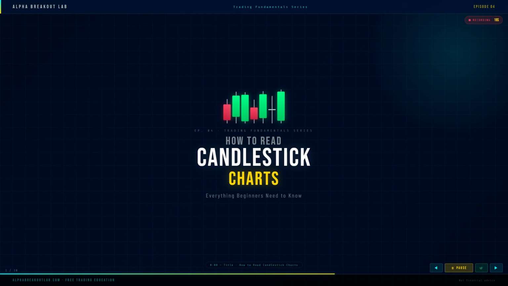Today, we are covering one of the most important skills in all of technical analysis: how to read a candlestick chart. This is the foundation of everything. You cannot use moving averages, support and resistance, or any other technical indicator without understanding this first.